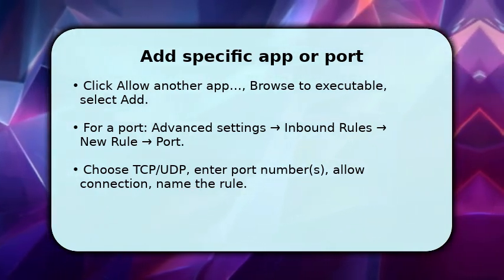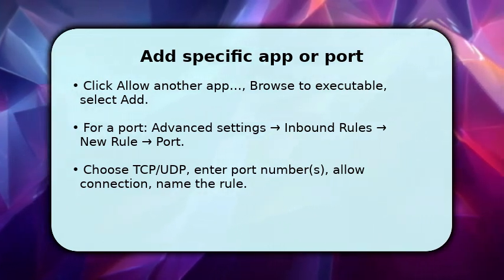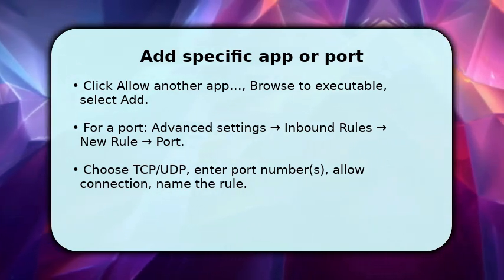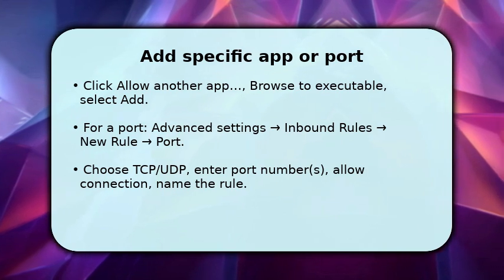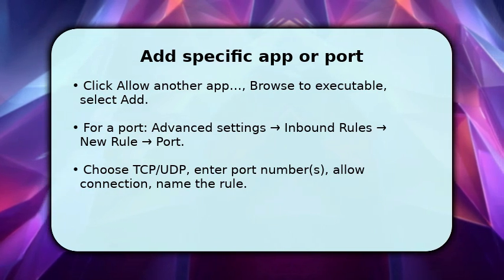If you need to open a port instead, click Advanced Settings, then Inbound Rules and New Rule. Choose port, pick TCP or UDP, type the port number or range, and proceed. After selecting Allow the connection, apply the rule to the needed profiles. This ensures traffic reaches the app correctly.